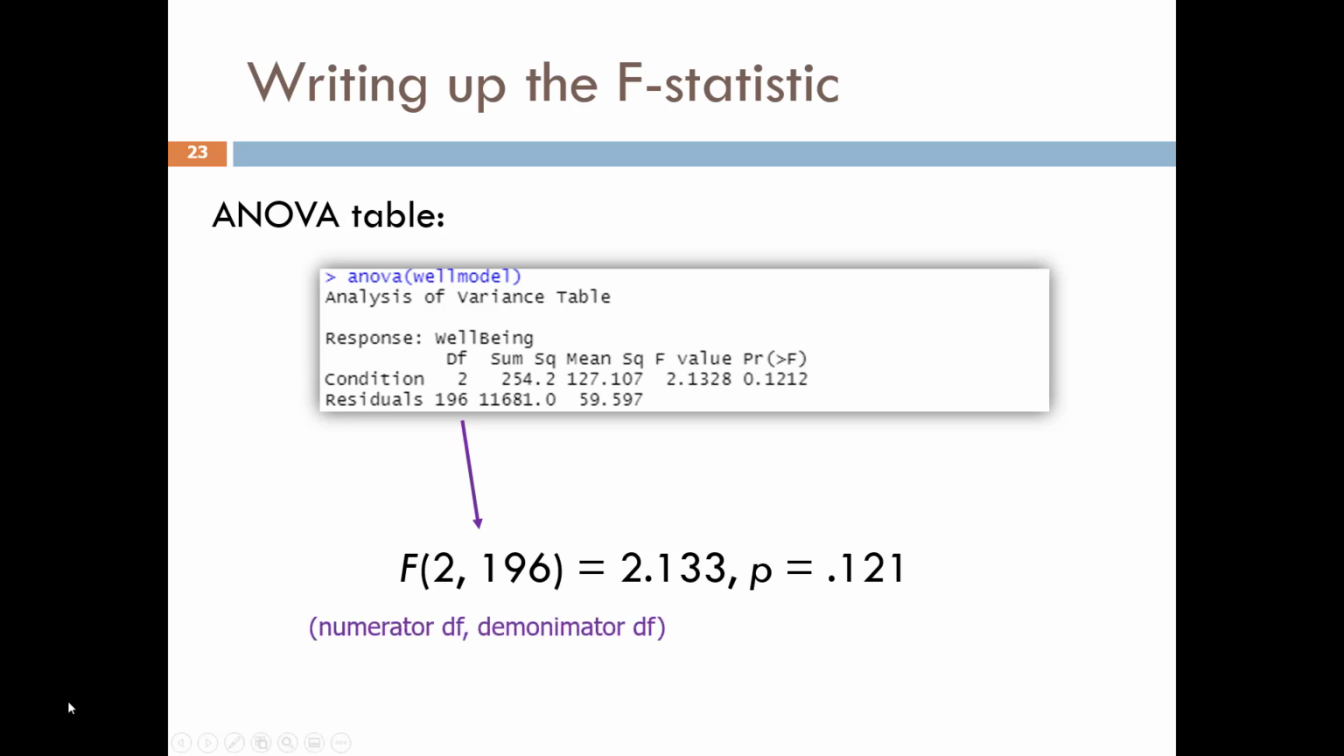And so for your notes, I've written out numerator degrees of freedom, denominator degrees of freedom. Numerator associated with your IV, denominator associated with the residuals row. And then you would write the F value, and then report the p-value. And so this is a pretty standard way of reporting statistics in APA style. The only major thing that is different from what you've seen before is that you've got two different degrees of freedom.